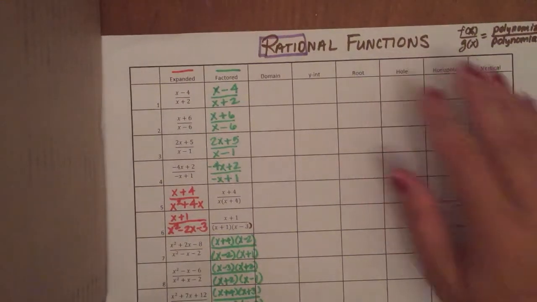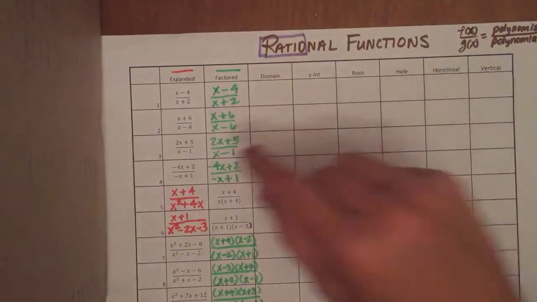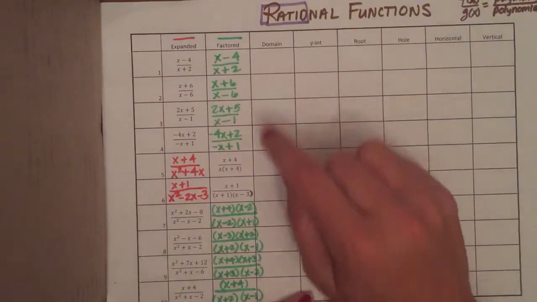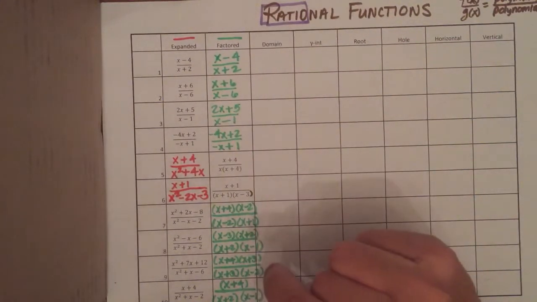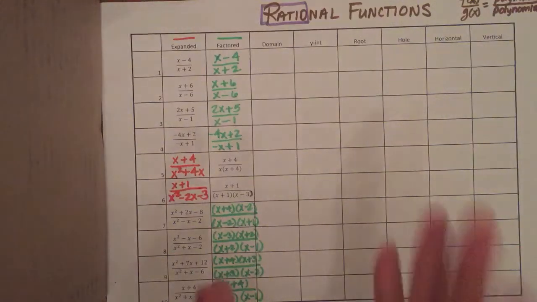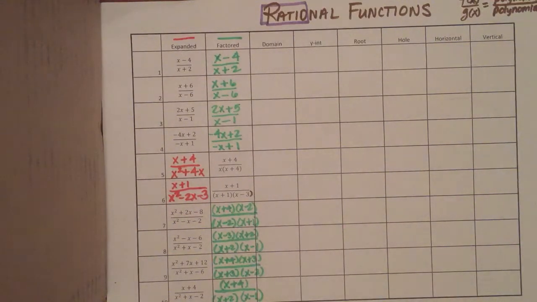Now that we've converted from expanded to factored form and factored form to expanded form, we're going to look at finding the domain of each of these functions. And remember, we've talked about domain and range in class, whereas domain is what you can plug into a function. It's your input, and a range is what the output is.